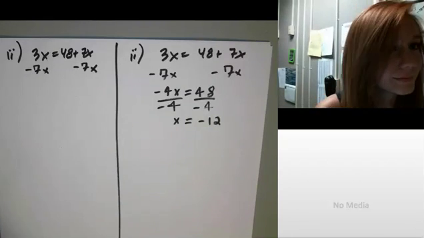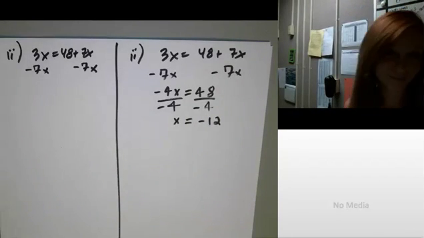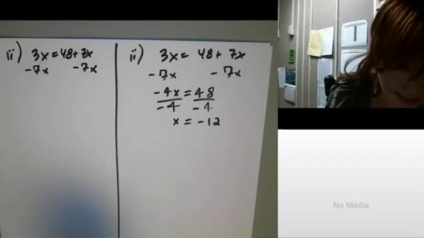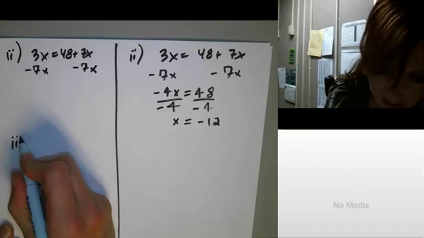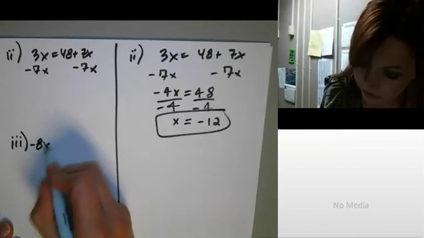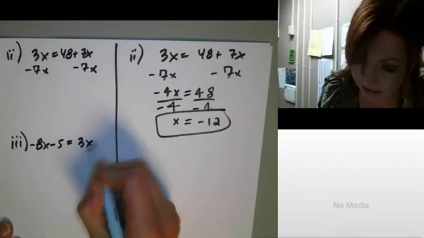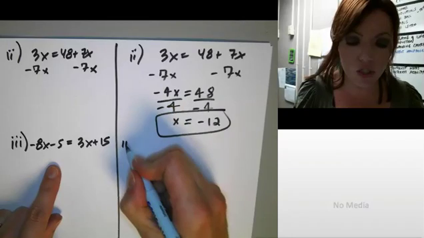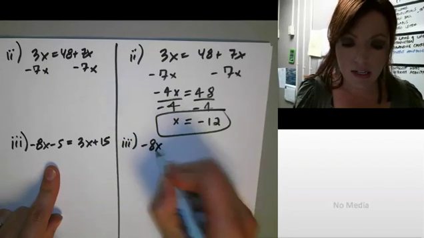Excellent. Questions for Ashley? All right, everybody give Ashley a round of applause. All right, let's do another one. Okay. Let's try 3. Box around. All right, negative 8x minus 5 equals 3x plus 15.